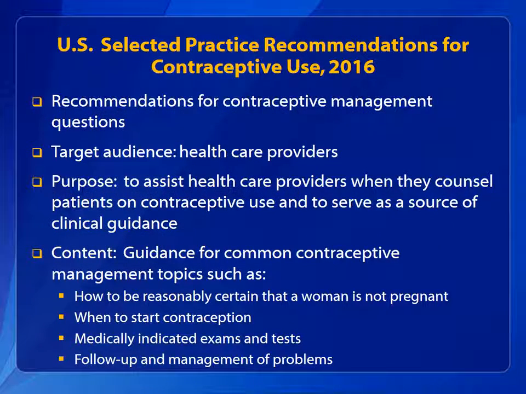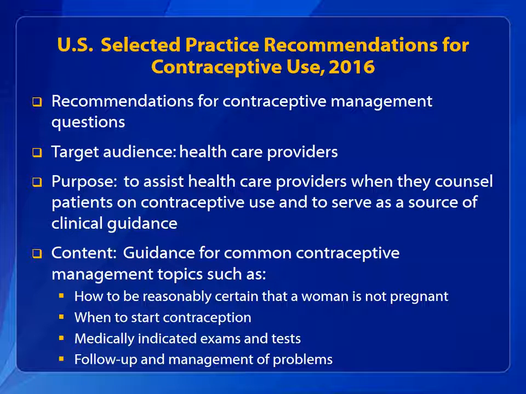The U.S. Selected Practice Recommendations for Contraceptive Use, or the U.S. SPR, is an evidence-based source of clinical guidance which answers common contraceptive management questions. The target audience is healthcare providers, and the purpose is to assist them when they counsel patients on contraceptive use and to serve as a source of guidance.